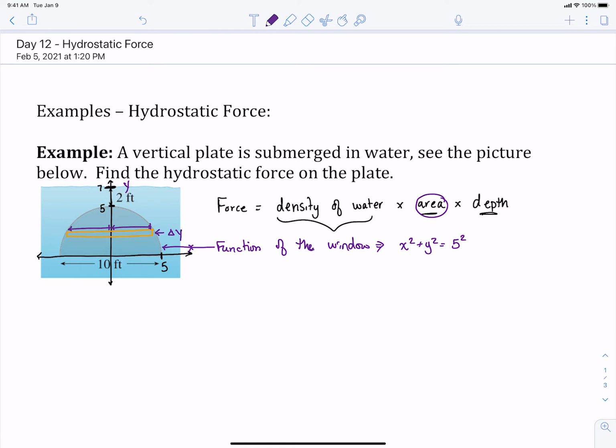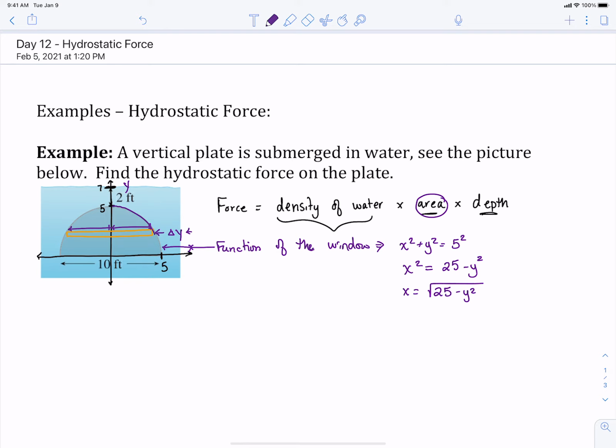So because we're going to have delta y right here, and that's going to be our variable, one of the first nice things you want to do, just like we were looking at with volume, is to take this equation and solve it for x. So we get x squared is equal to 25 minus y squared, and then x is equal to the positive square root of 25 minus y squared.